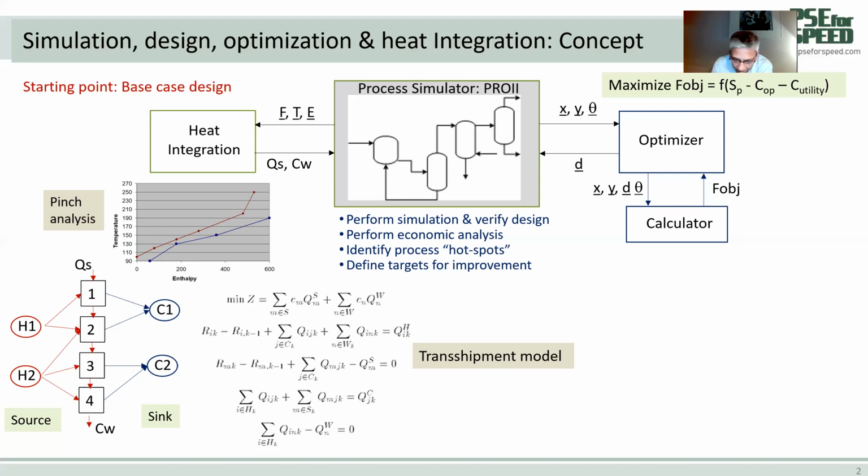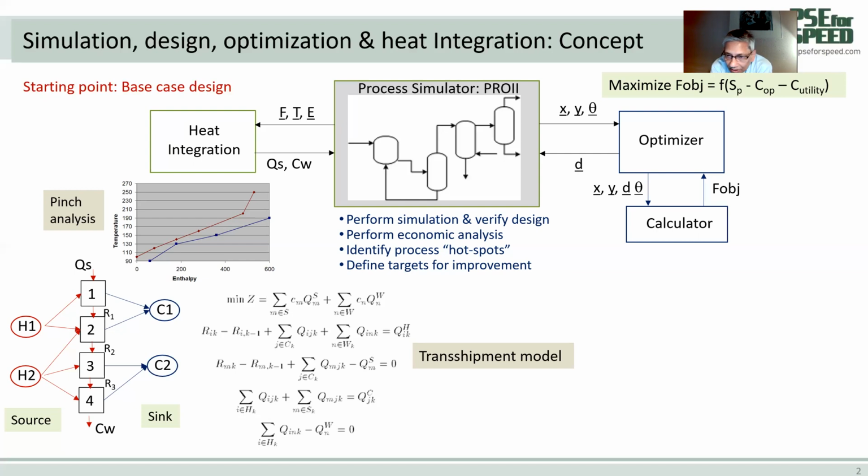Solving this optimization problem gives us the minimum QS and CW together with the location of the pinch point, which is identified from the values of R1, R2, R3, if any of them is 0. R1, R2, R3 in principle have to be 0 or greater than 0. If any of them are 0, that is the location of the pinch point.